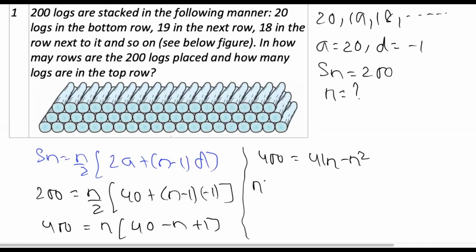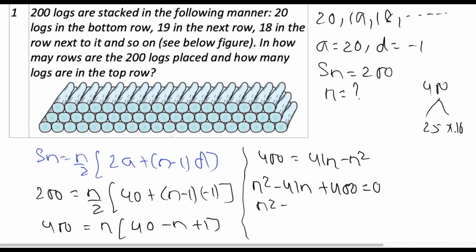Now I'll write them in the standard form, keeping all terms on the left-hand side. So we got a quadratic equation, and from the factors of 400, we have to get 41. What you can observe is that I can write this 41 here. Let me show you. This is 400, and 400 is 25 into 16. So I can write this as n square minus 25n minus 16n plus 400 equals 0.